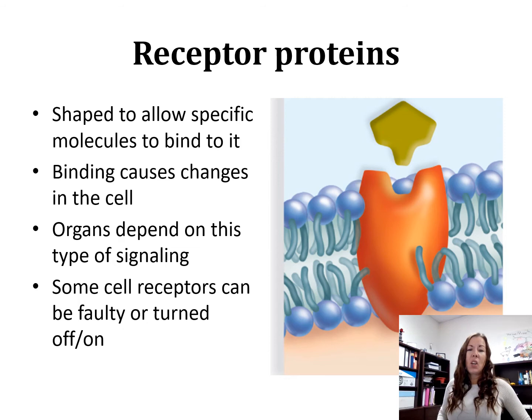Receptor proteins are shaped to allow specific molecules to bind to them, and that binding causes some kind of change in the cell. And often it's associated with a signal transduction pathway. Those signal transduction pathways initiate a cellular response.